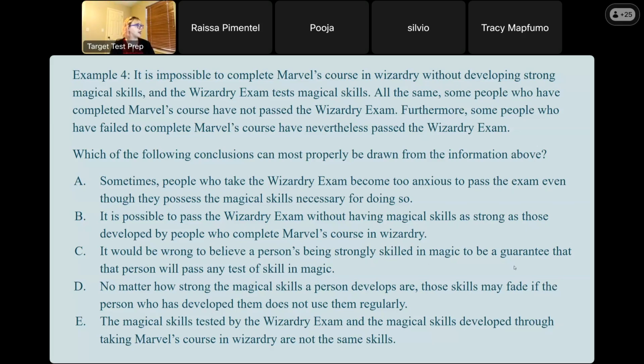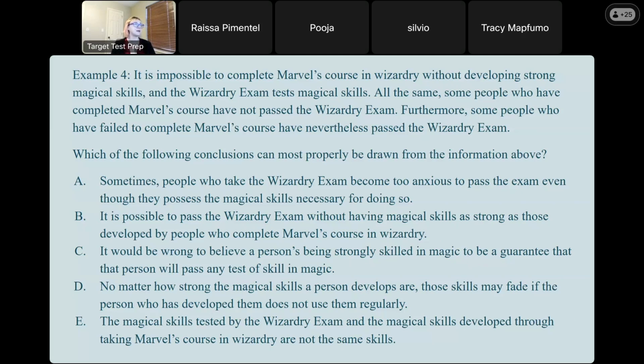Let's see. Oh, someone had a question. It's not a guarantee that people who completed the whole course could pass the test, right? Yes, it's not a guarantee. It would be wrong to believe a person being strongly skilled in magic to be a guarantee that that person will pass any test of a skill in magic. Guess what? It would be wrong, because we know that if these people are passing this course, they have strong magical skills.